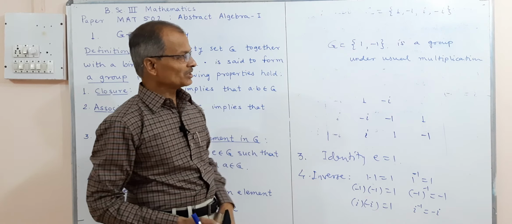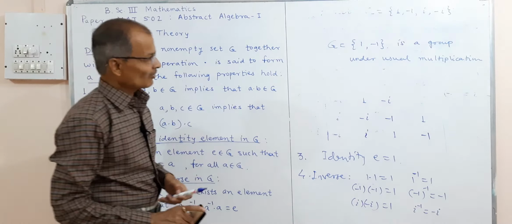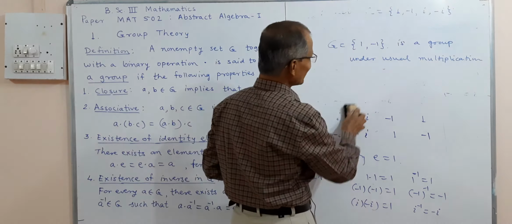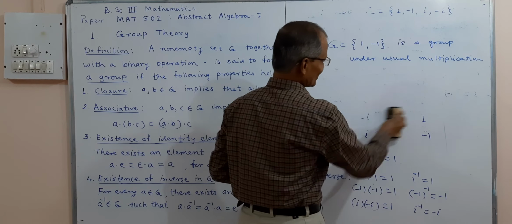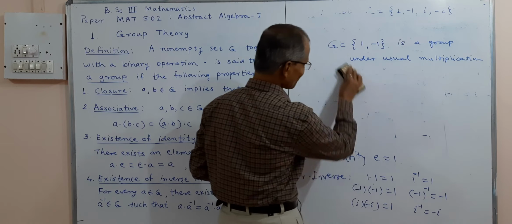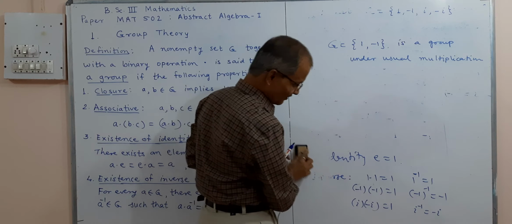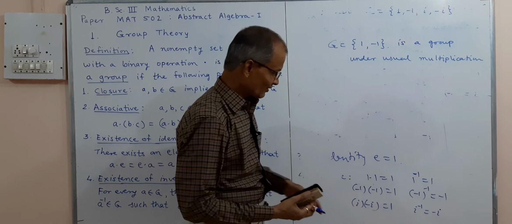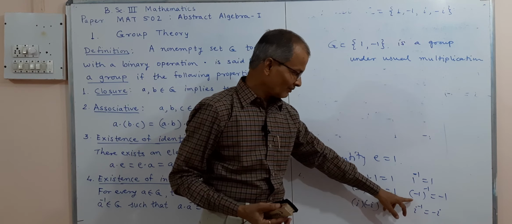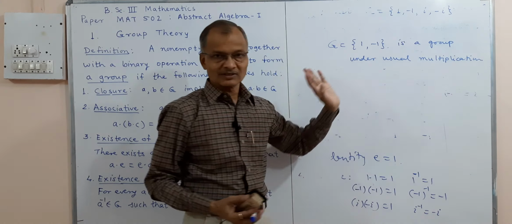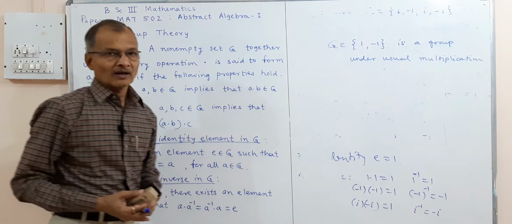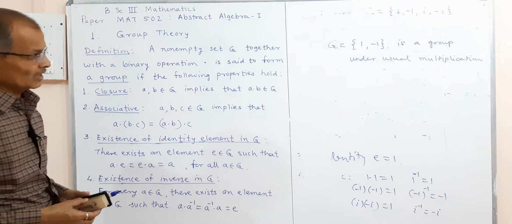And multiplication is associative. What is the identity for multiplication? 1, that is there. And what is the inverse of each element? We have seen the same inverses will exist. What is the inverse of 1? 1 itself, and the inverse of minus 1 is minus 1 itself. So this also forms a group with multiplication.